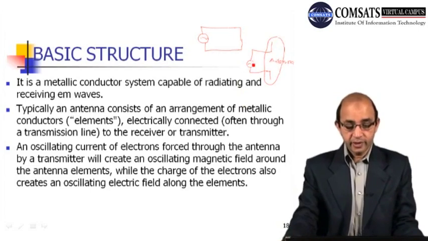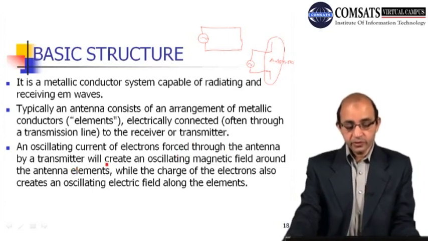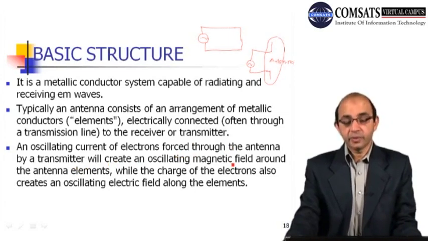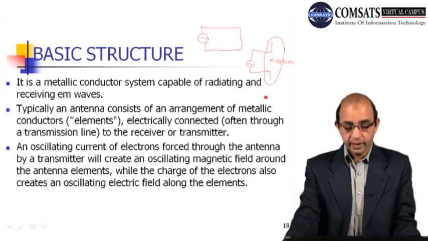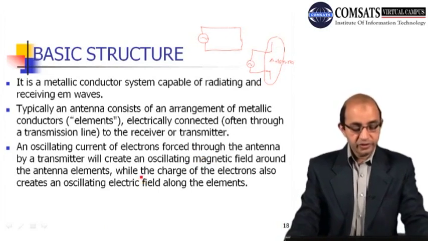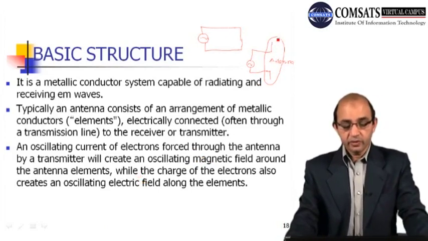Here we have the oscillating current, and the electrons are forced through the antenna by the transmitter. So it will create an oscillating magnetic field, following the to and fro motion of the electrons here, and then we have the coupling of electric and magnetic fields, and as a result the energy is radiated into the atmosphere. So this is the basic structure and the basic antenna we can have.